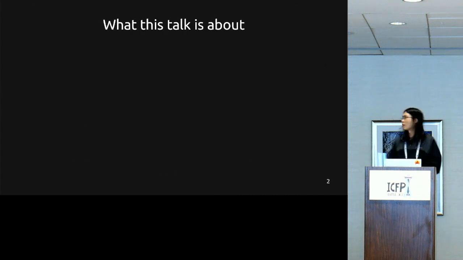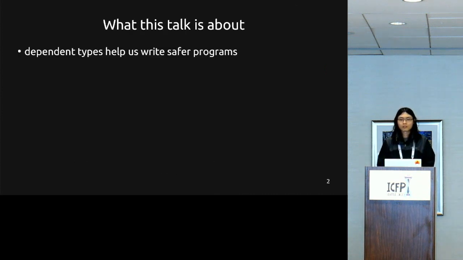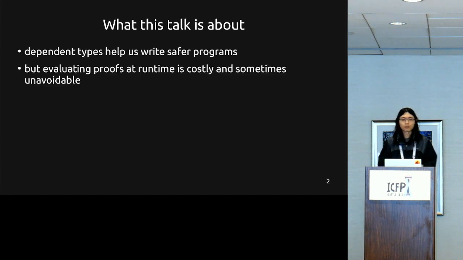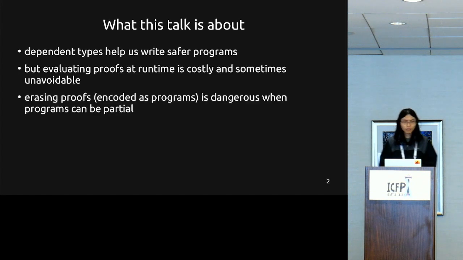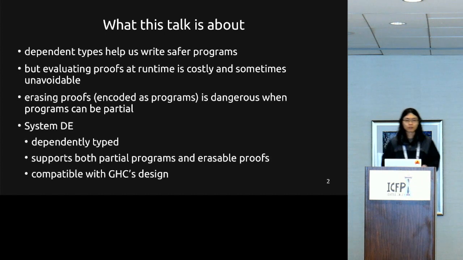So first, what is this talk about? In a general-purpose programming language, dependent types help us write safer programs. But unfortunately, evaluating proofs at runtime is both costly and sometimes hard to avoid. Erasing proofs, which are encoded as programs, is dangerous when those programs are allowed to be partial. And this is what motivates us to design this core calculus called systemd, which is dependently typed, and it supports both partial programs and erasable proofs.